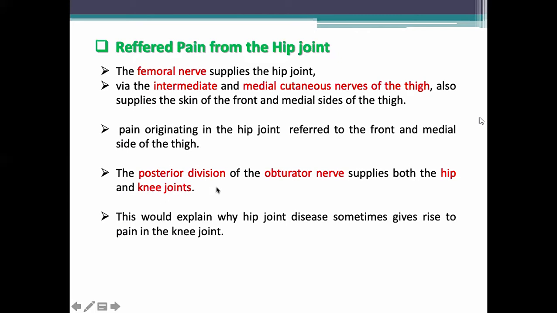The posterior division of the obturator nerve supplies both the hip and the knee joint. So this is why, as I explained, hip joint diseases sometimes give rise to pain in the knee joint.